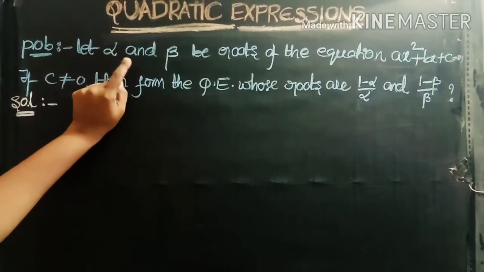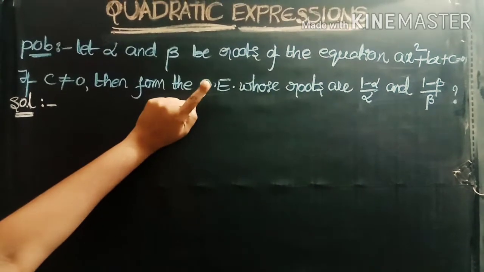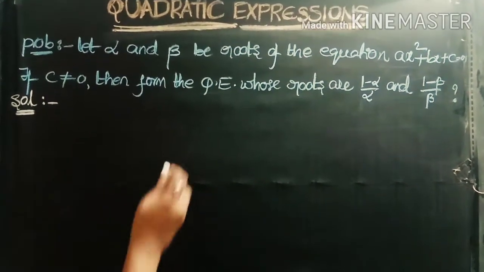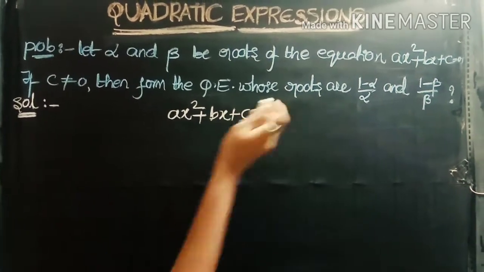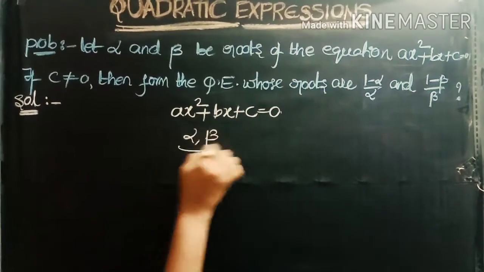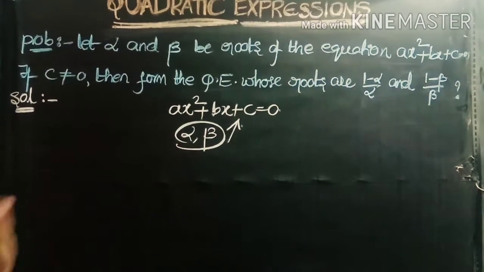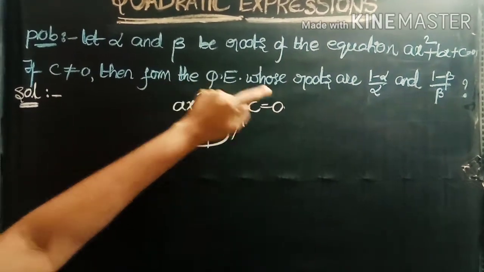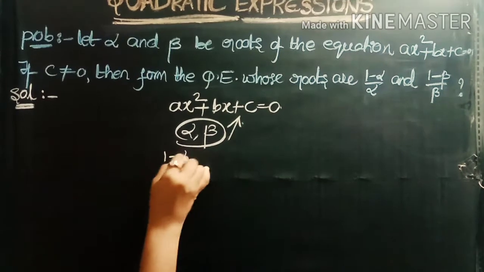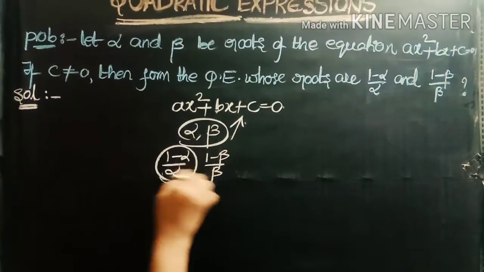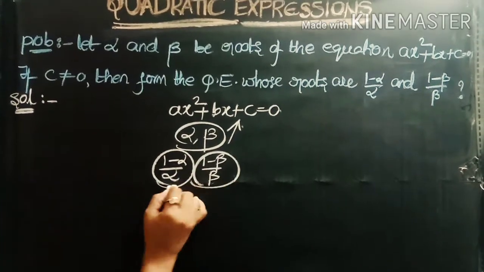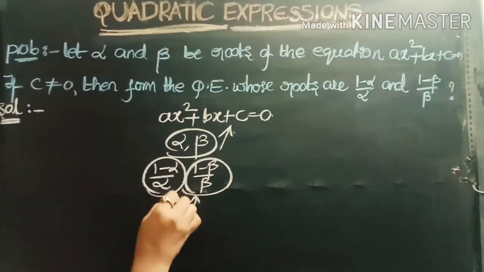So given that alpha, beta are the roots of the equation ax² + bx + c = 0, that is, here one equation is given, which is ax² + bx + c = 0, and alpha, beta are the roots of this equation. And now we want to form the quadratic equation whose roots are (1 - alpha)/alpha and (1 - beta)/beta. So the given problem is we have to find the quadratic equation with these two values as roots of the equation.